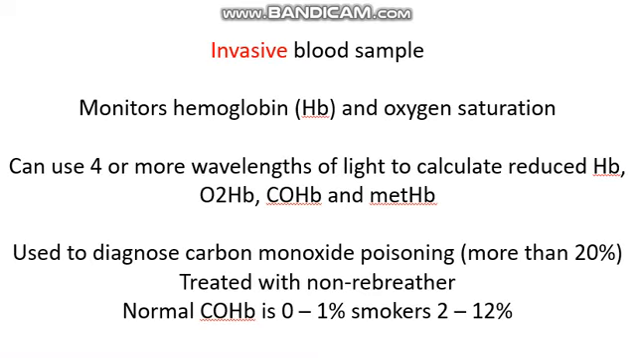Hemoximetry uses an invasive blood sample. It monitors the hemoglobin and oxygen saturation. It can use 4 or more wavelengths of light to calculate reduced Hb, O2Hb, COHb, and MetHb. It is often used to diagnose carbon monoxide poisoning, which is a COHb of more than 20%. This is treated with a non-rebreather. The normal COHb is 0 to 1%, and in smokers it is 2 to 12%.